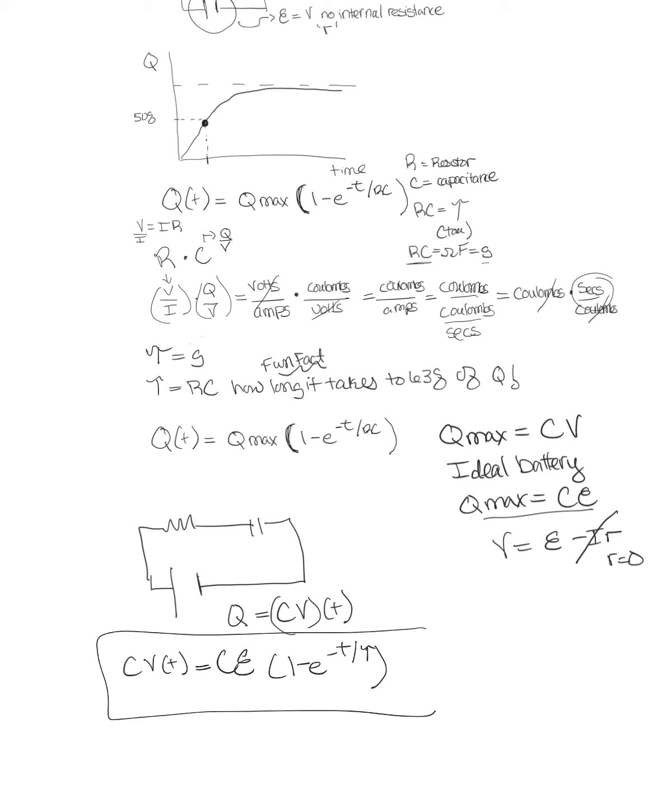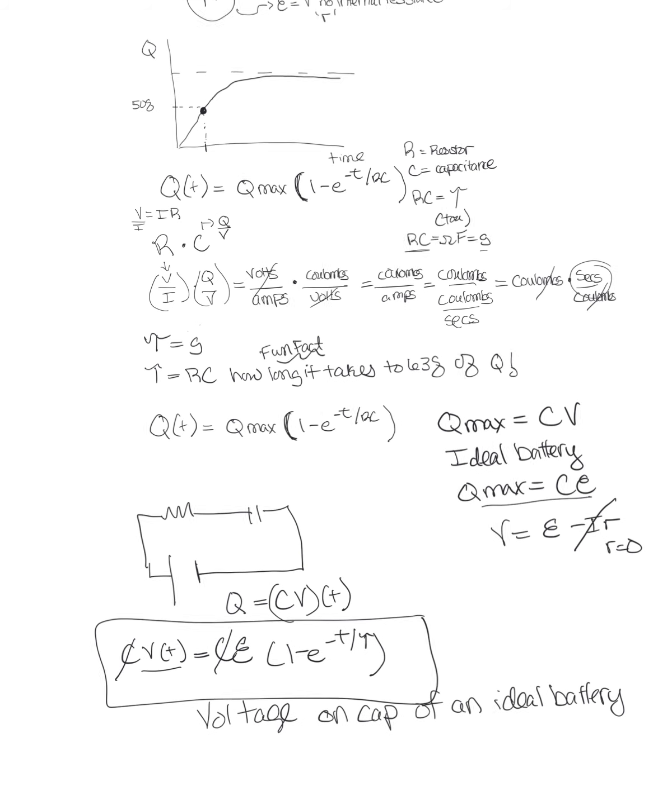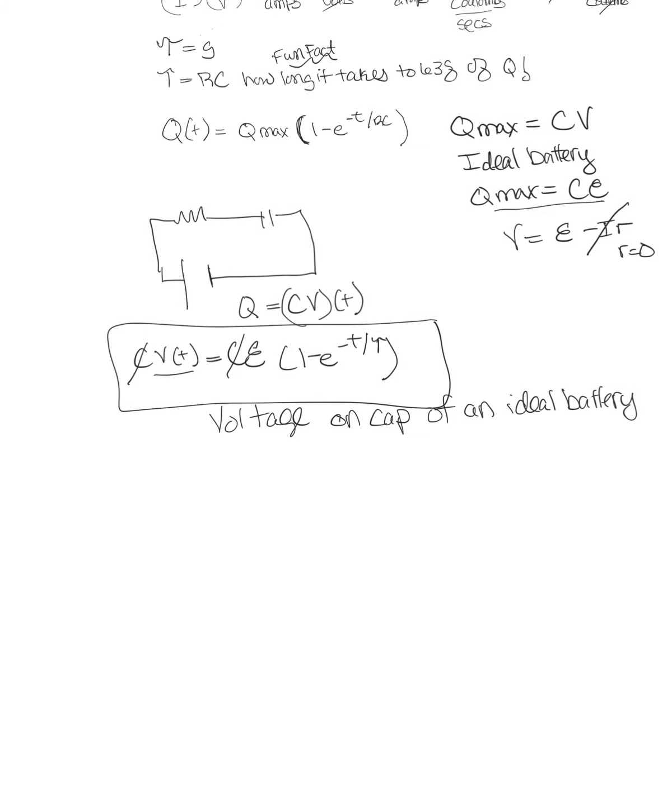And this would be an equation for the voltage on a capacitor of an ideal battery. Now, if you see here, these C's will cancel and you just have voltage equals EMF times 1 minus e to the negative t divided by tau. All right, now, as the charge on our capacitor grows, as it gets bigger, we're going to see that our current gets smaller.